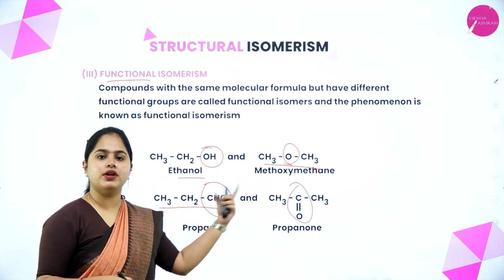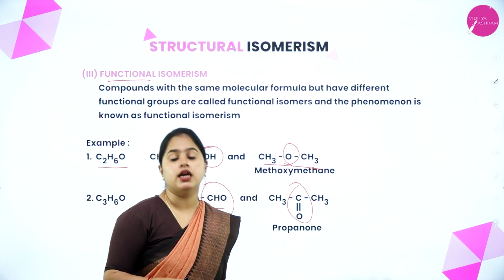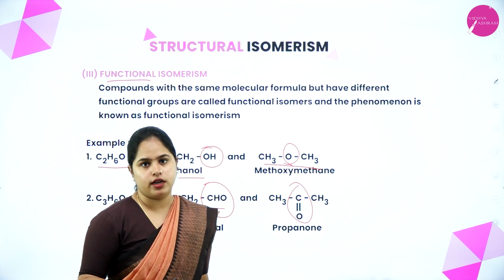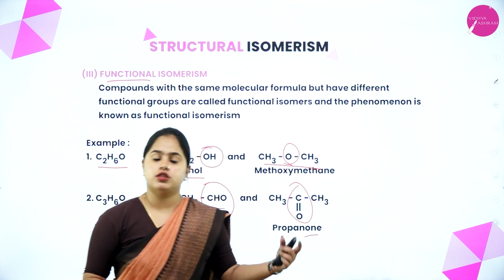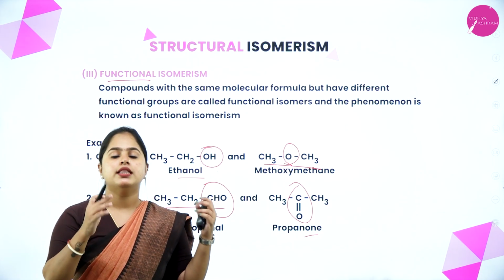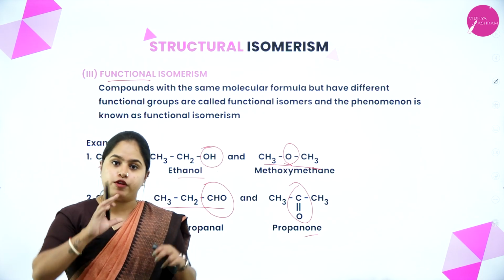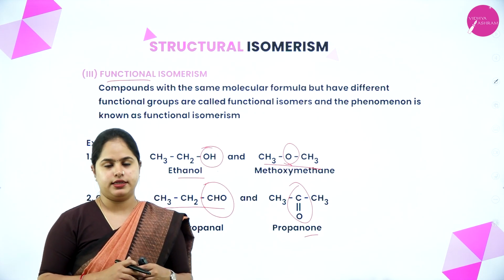No, one is aldehyde, one is ketone, but the molecular formula is same. So CH3COCH3, how can I name it? It is propanone, right? It ends with -one, so it is propanone. So these are a few examples of functional isomerism, that is, the molecular formula will be same, but the functional groups will be different based on the arrangement of your carbon atoms, right?